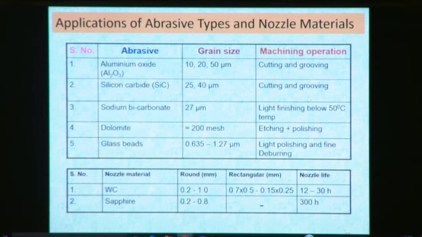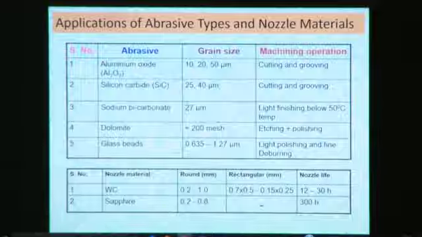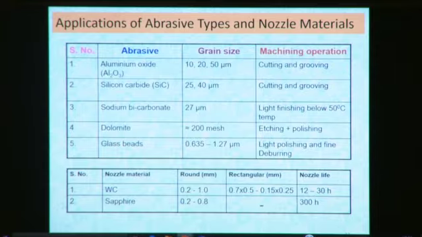Sodium bicarbonate, its diameter is 27 micron. So it is used for light finishing below 50 degrees centigrade temperature. Then dolomite also is used with 200 mesh. It is used for etching and polishing purpose. Glass beads of 0.635 to 1.27 micron are used for light polishing and fine deburring operations.